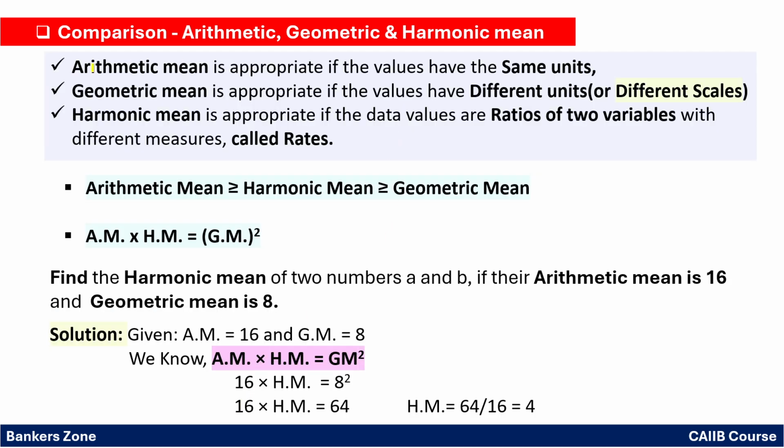Always remember, arithmetic mean we use when the variables are in the same unit. Geometric mean we use when the variables are in different units or different scales. And harmonic mean we use when we have a ratio, or two variables with different measures, that is, rates. Arithmetic mean is always greater than or equal to geometric mean, which is greater than or equal to harmonic mean, and the formula is AM into HM equals GM square. And that problem we already learned here. Very simple, remember this formula.